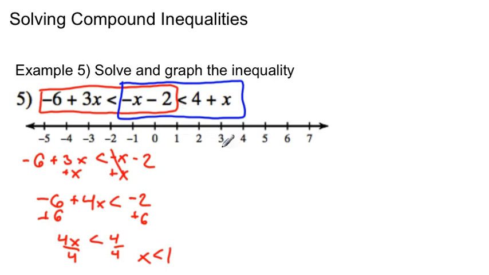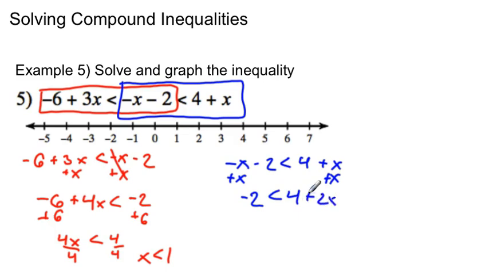Now I have to repeat for my blue side. -x minus 2 is less than 4 plus x. There's no distributive property, there's no combining like terms, but boy howdy, there are variables on both sides. I'm going to get rid of this minus x by adding an x to both sides, leaving me with -2 is less than 4 plus now 2x. So subtract 4 from both sides. I find that -6 is less than 2x. Divide both sides by 2. Moving quick here, I realize. And I'm left with that.